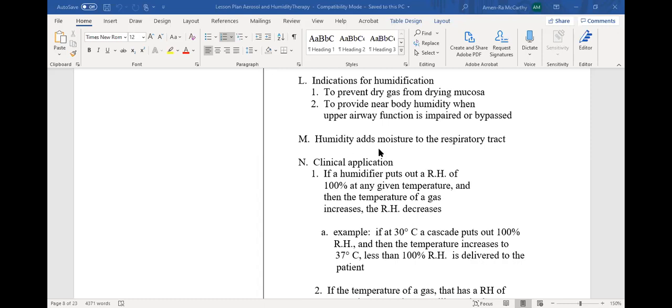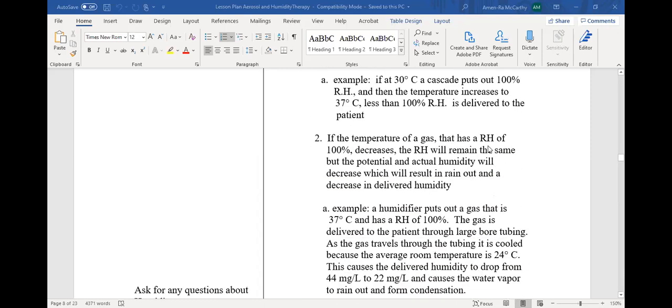Now, humidity adds moisture to the respiratory tract. I mean, that's just a basic thing. Yes, humidity will add moisture to the respiratory tract. That's why it's important to say you can do too much, because you don't want to drown your patient, right? You don't want them to drown. So you have to not do too much, but you do have to have enough. There's a range there that you're looking for, okay? Now, the last part for the day will be the clinical application.